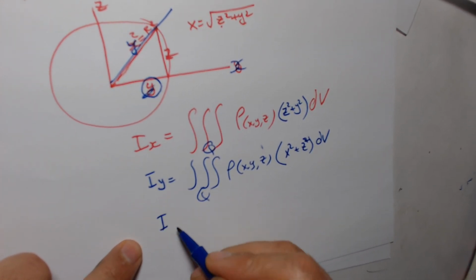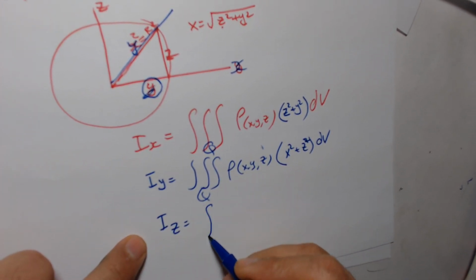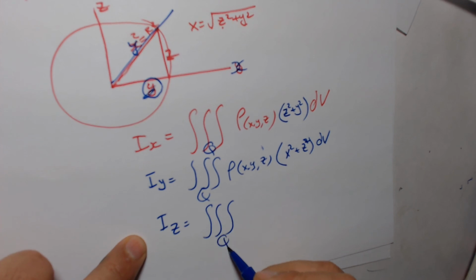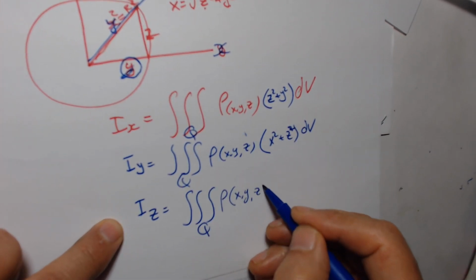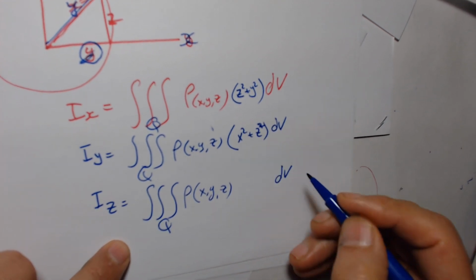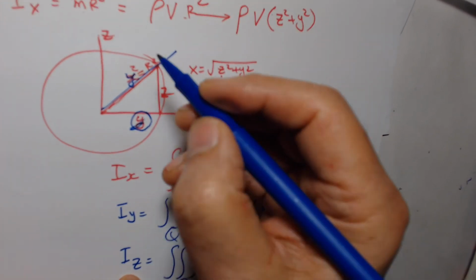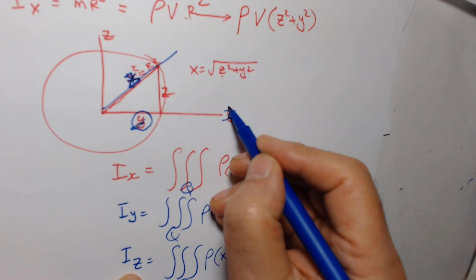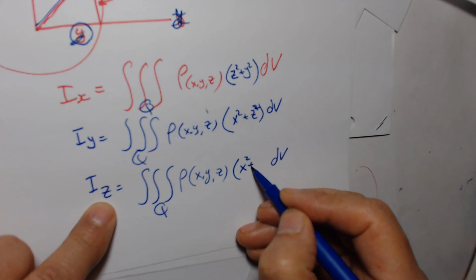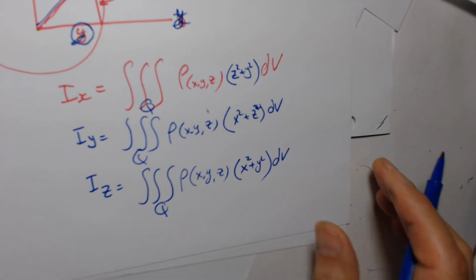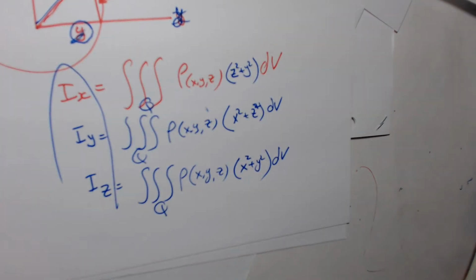And what is the moment of inertia about the z? Mass times r squared. Your mass is density times the volume, but the distance is, right now this becomes z, this becomes y, and this becomes x. And that becomes x squared plus y squared. These are called the moments of inertia.